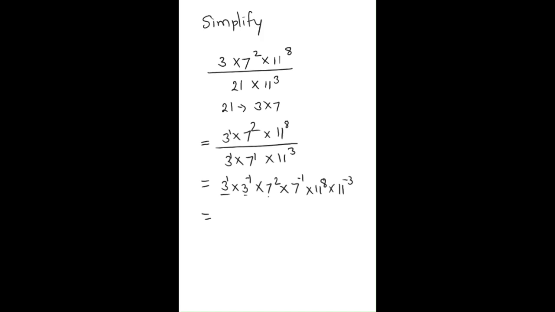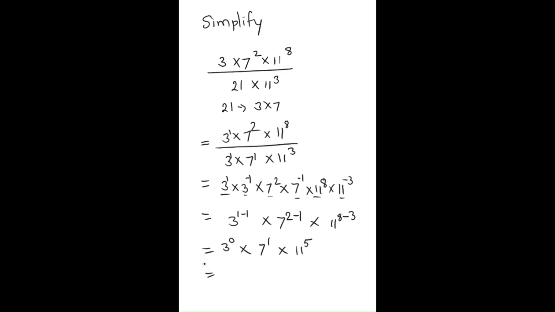Now these common bases we will add, so 3 power 1 minus 1 multiplied by 7 power 2 minus 1. We are just adding the powers as the bases are common, 11 power 8 minus 3. Now 1 minus 1 is 0, 3 power 0 into 7 to the power 2 minus 1 is 1, 7 power 1 into 11 to the power 8 minus 3 is 5, 11 power 5.